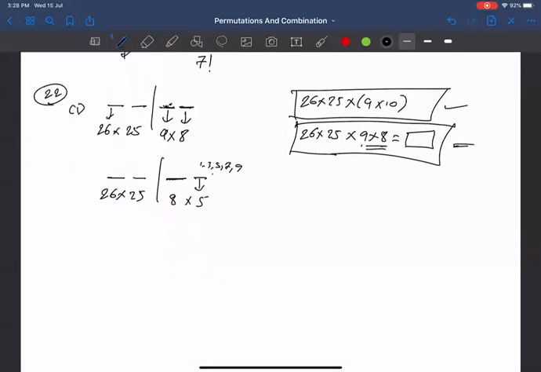23rd sum. Okay, Aditya, read the question. Yes, sir. A class consists of 60 boys and 40 girls. In how many ways can a president, vice president, secretary, and treasurer be chosen if the secretary must be a boy, the treasurer must be a girl, and the student may not hold more than one office.